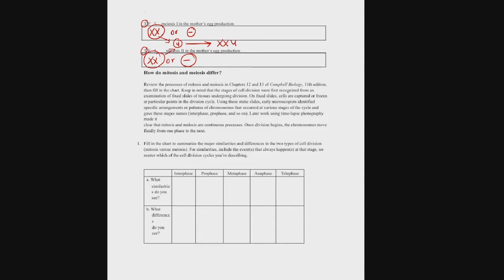So that's a very specific difference between ova and sperm, is just where non-disjunction can occur and how it can occur in meiosis. So there are specific rules when it comes to XX and XY, which make meiosis definitely more challenging to grasp, I think, than mitosis.